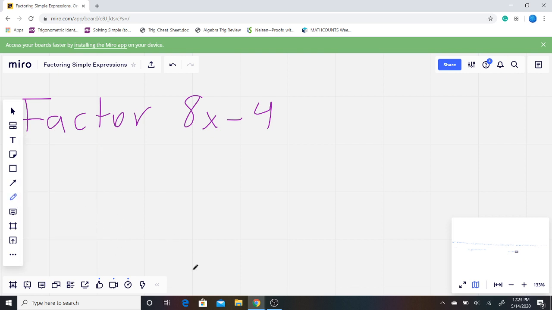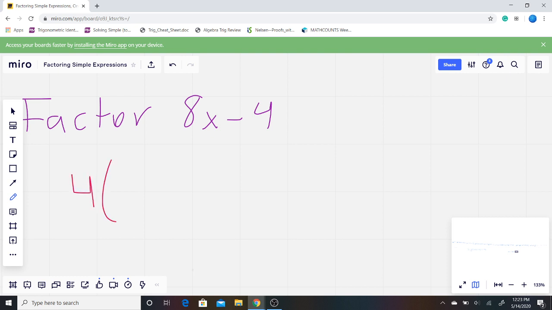So now let's factor another expression. This one says 8x minus 4. Well, let's say there is no minus, and that's just a plus. And then we'll factor it normally. We just find the GCD. This time 8 and 4, it's 4. So we pull out a 4.